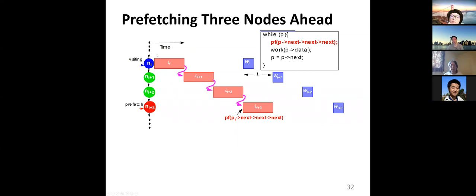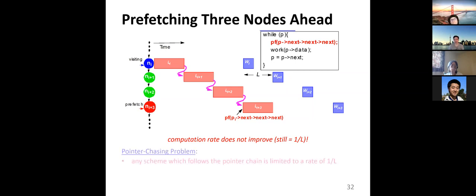So here, prefetching doesn't break the dependency. Even though this is a prefetch, I can't really do anything until this data arrives, right? So I prefetch it in advance, but so what? No matter how much further I try to prefetch in this case, my computation rate is still 1/L and it doesn't improve at all. So the trick that works for arrays doesn't work for those recursive data structures. This has a name in the literature: it's called the pointer chasing problem. Any scheme which follows the pointer chain is limited to a rate of 1/L. That's fundamental and you're not going to break that. If you follow a pointer chain, that's the best rate you can get.